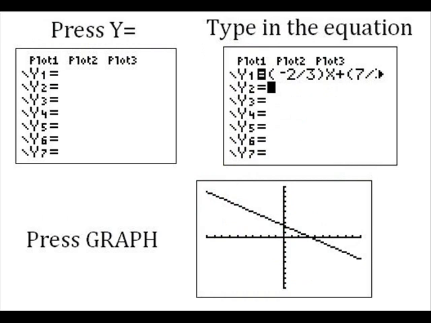Press Y equals to open the functions menu. Type in the equation using the variable key for x and parentheses around any fractions. The equation is too long to fit in the window, but you can see most of it. Press Graph to graph the function. If your window is set to its default, you will see the third image on the screen as the graph.